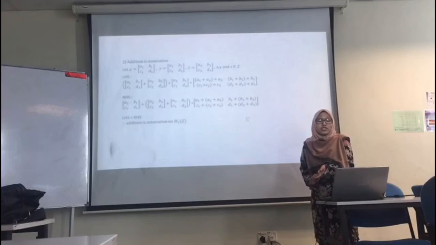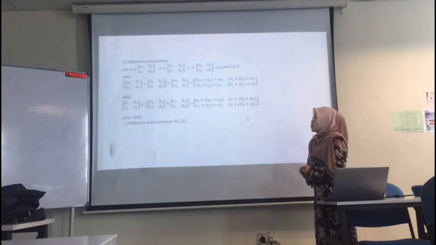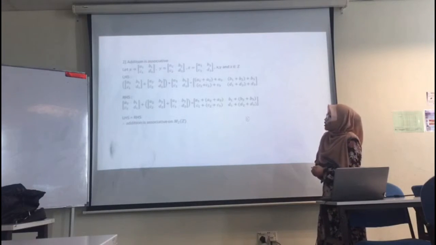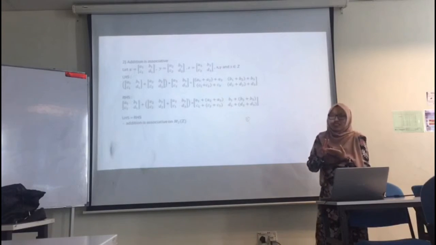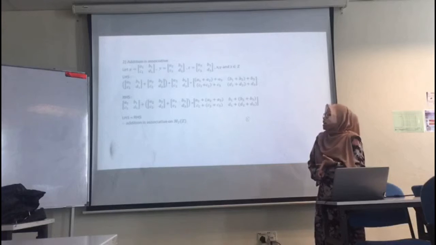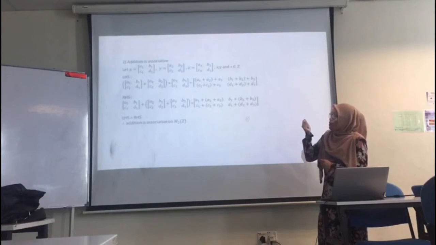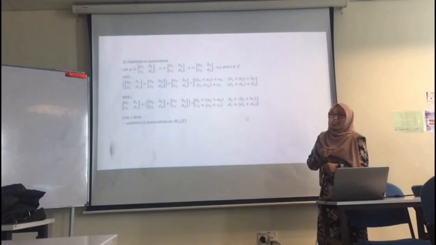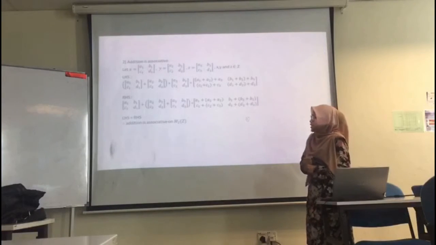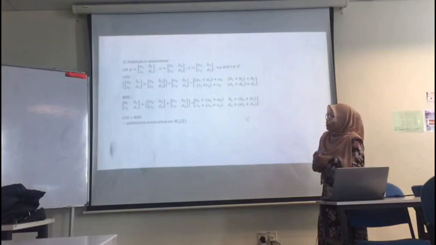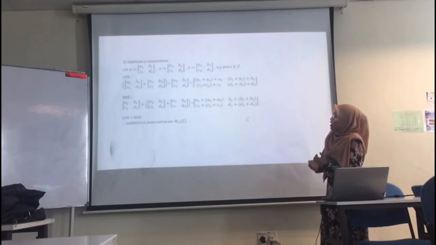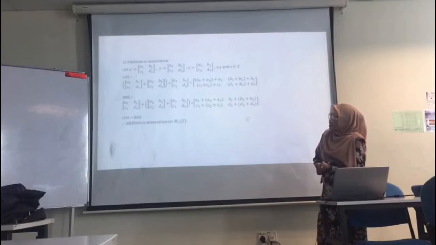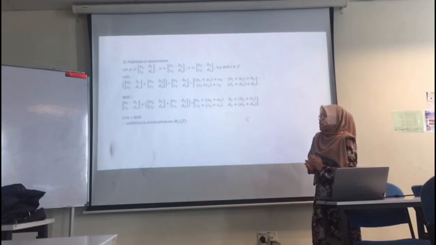Next, we need to prove that addition is associative, where we need three matrices, any, and I choose A1, B1, C1, D1, A2, B2, C2, D2, and A3, B3, C3, D3. So we need to prove the left hand side and the right hand side, where I get that the left hand side is equal to the right hand side.